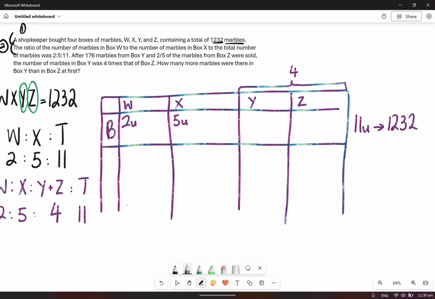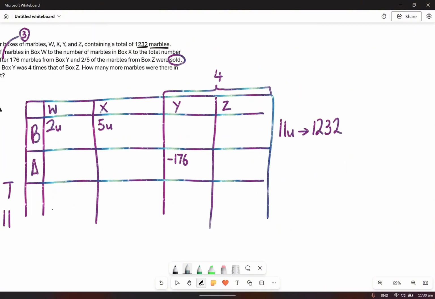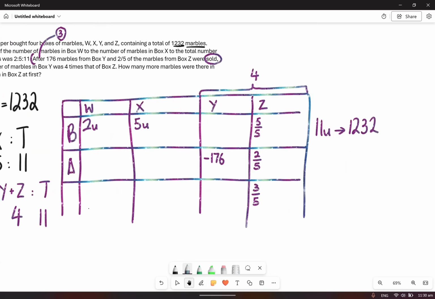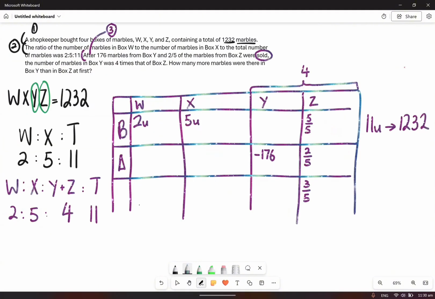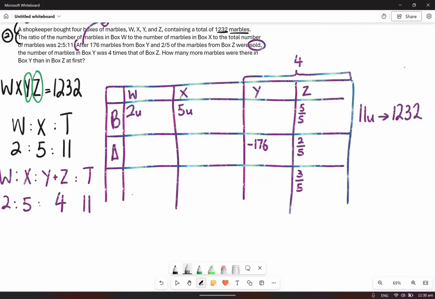Now, what did the question say in the third sentence? Go sentence by sentence, which is my change. Triangle stands for change. After 176 marbles from box Y, minus 176. How do I know that? Because I saw the word sold. And 2/5 of the marbles from box X. So 2/5 sold, that means this is 5/5, so that means this is 3/5 left.